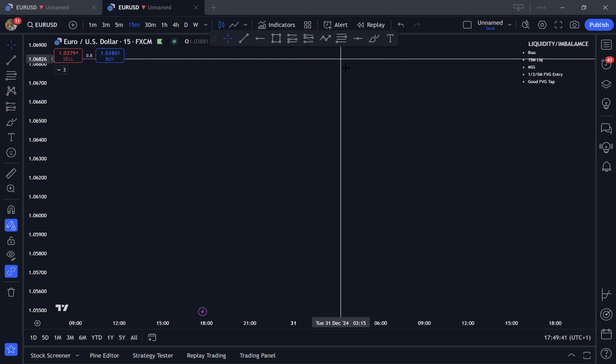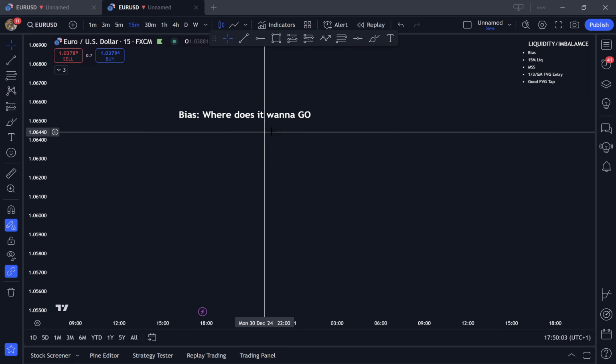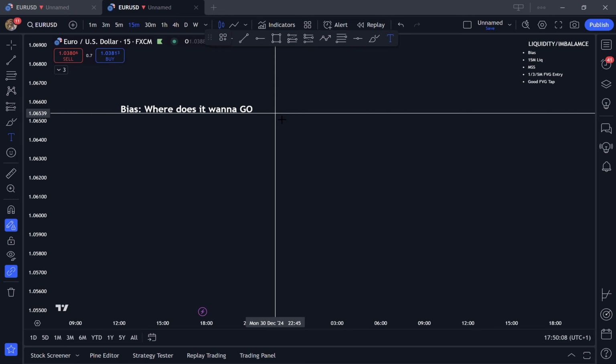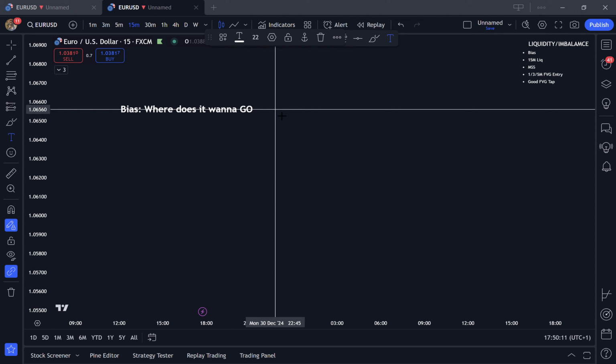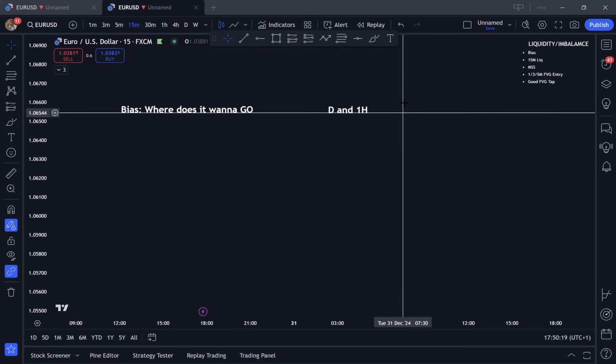The first thing we need is bias. Bias basically just means where does the market want to go? Does it want to go up? Does it want to go down? What are the intentions of price? Where does it want to go exactly? What I use for this is the daily and 1 hour time frames. I use those two time frames to identify where the market wants to go.